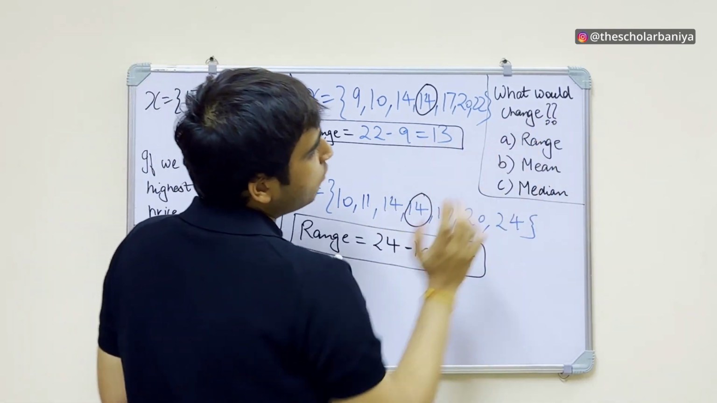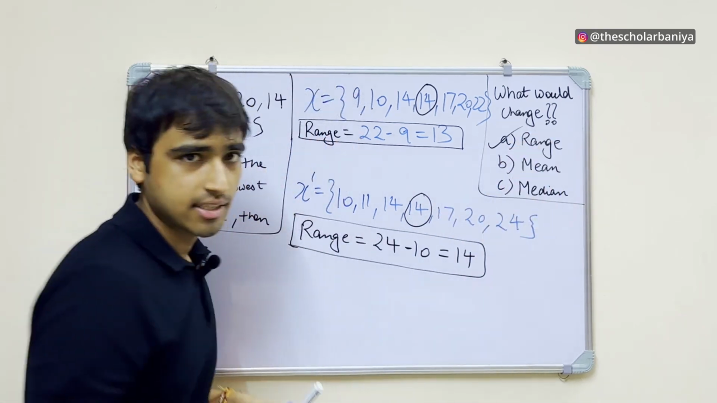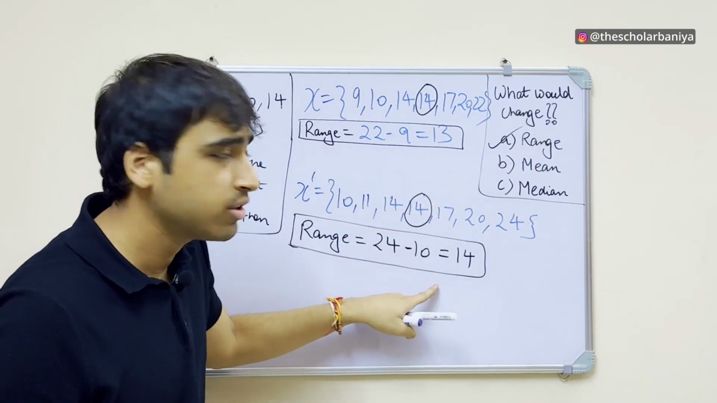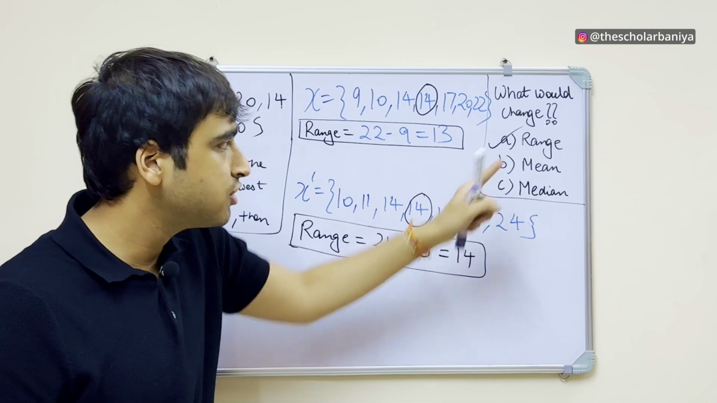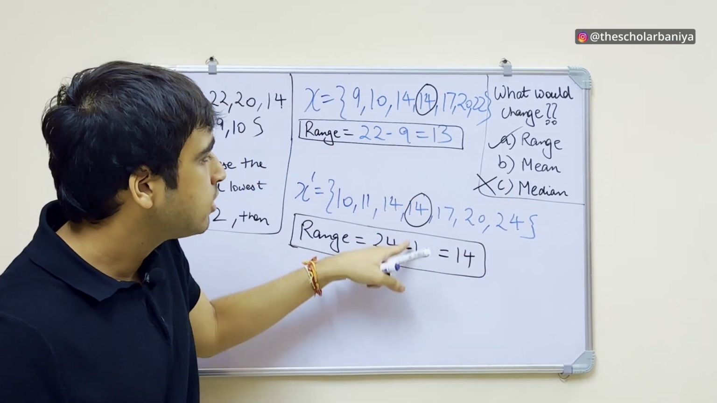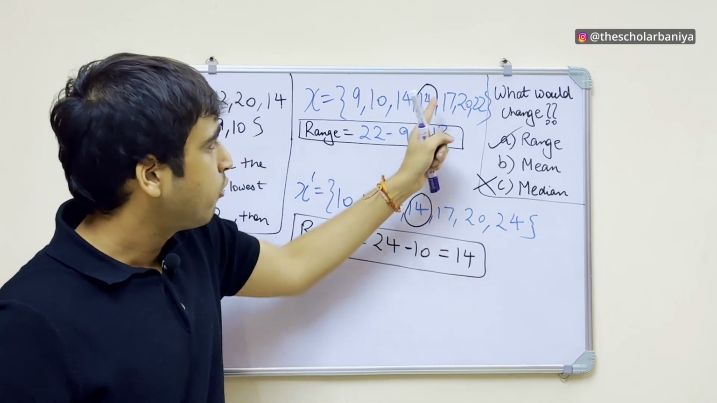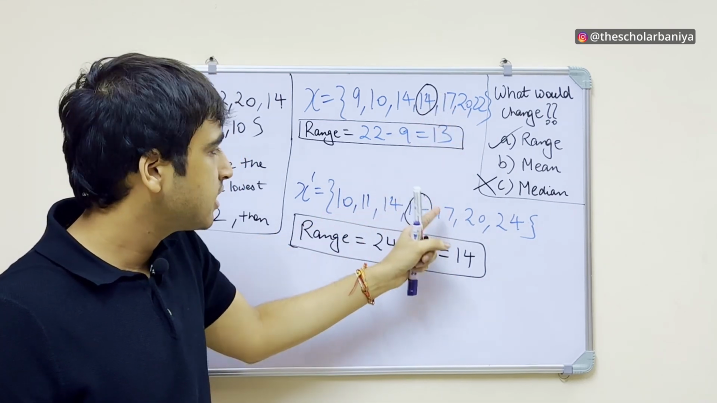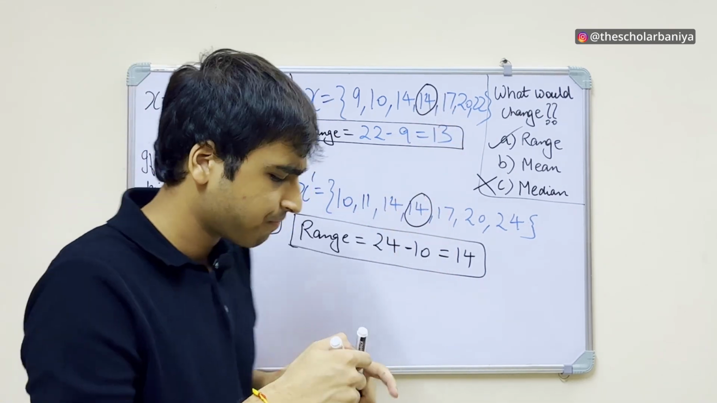So we can say what would change? The range would change, yes, because the range was 13. Now the range is 14. The range is changing. Median, no, because we just said that in both cases the median is 14. For the first case also the median is 14. For the second case also the median is 14.